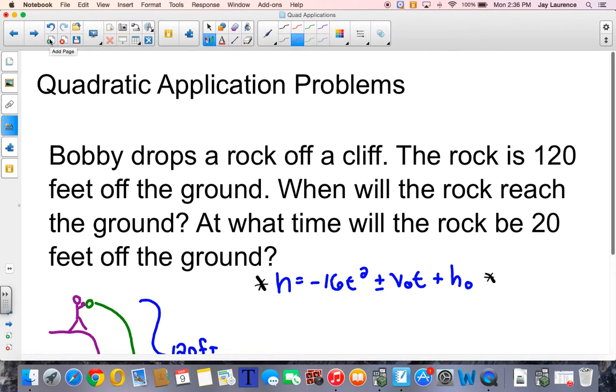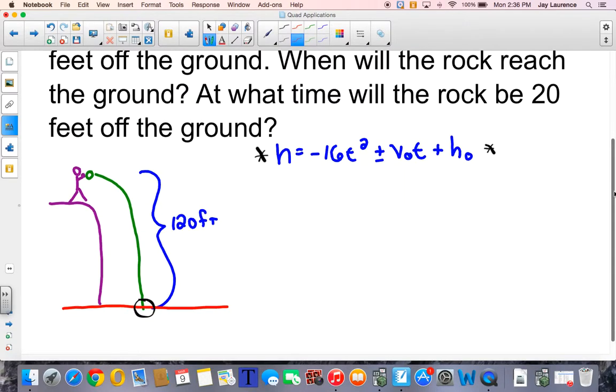All right, it says Bobby drops a rock off of a cliff. The rock is 120 feet off the ground when he drops it, of course. When will the rock reach the ground? At what time will the rock be 20 feet off the ground? Well, to do this problem, you need this blue equation I have written down here. h equals negative 16t squared plus or minus v sub 0 t plus h sub 0.